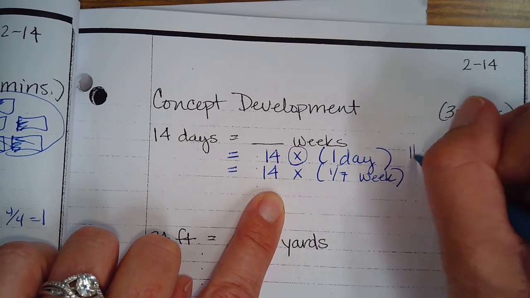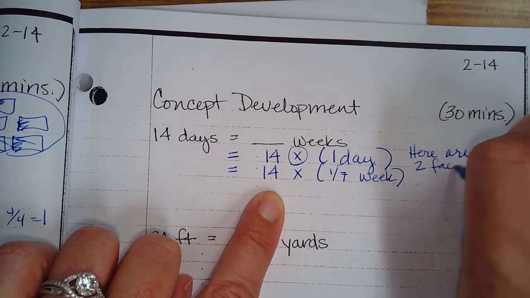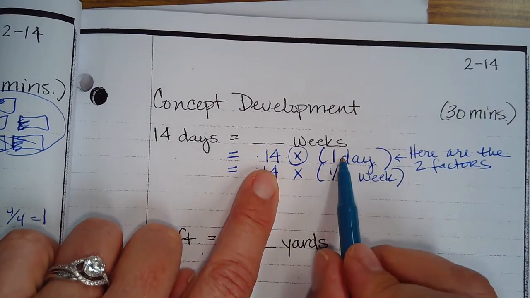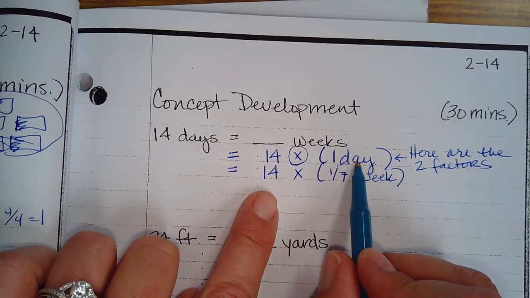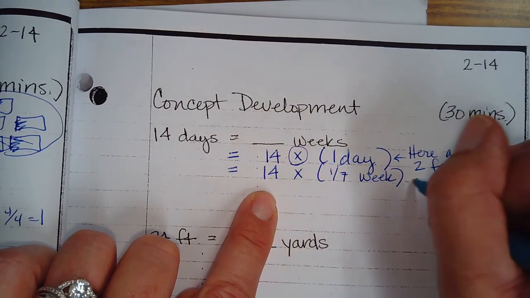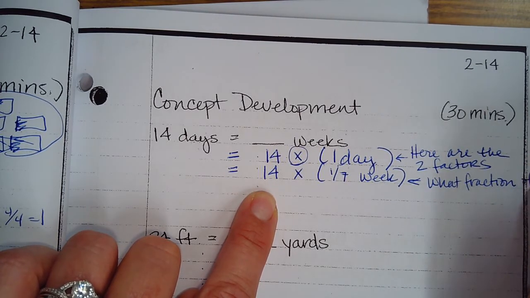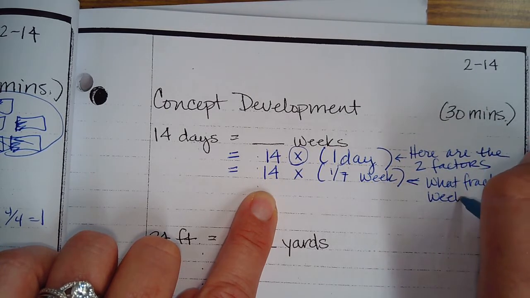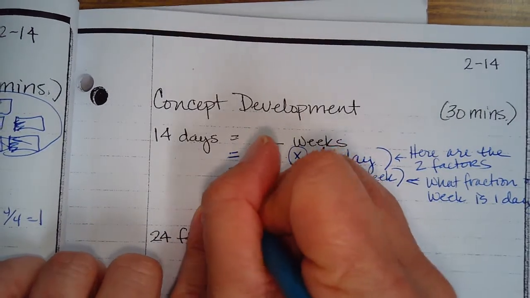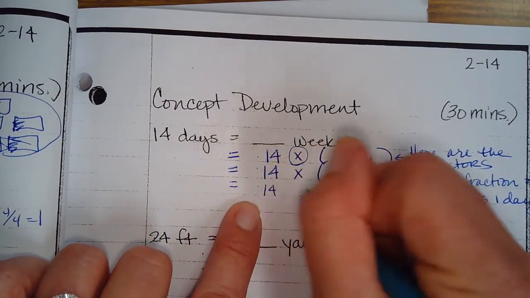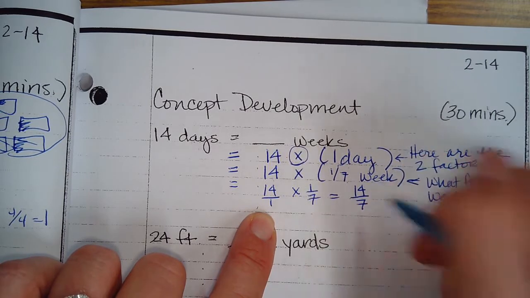So here are the two factors up here, a day and 14 days versus 14 days, and we're taking it to a week. Now, what fraction of a week is 1 day? So our next question is, what fraction of 1 week is 1 day? Step 2, we're going to multiply 14 times 1/7 equals 14/7.